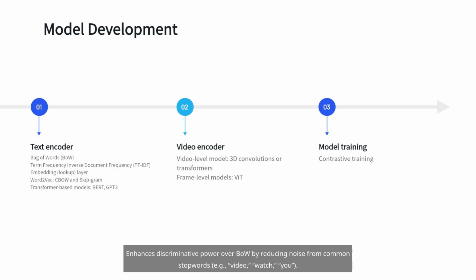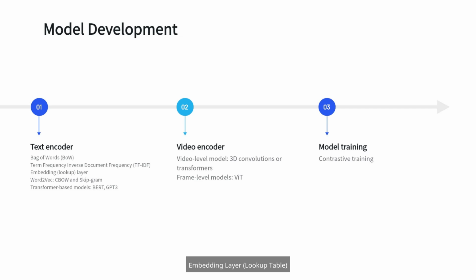Embedding layer, lookup table. Learns a dense vector for each word during training, e.g., 300D. Words with similar meanings are closer in embedding space. Typically initialized randomly or with pre-trained vectors like GloVe or FastText.